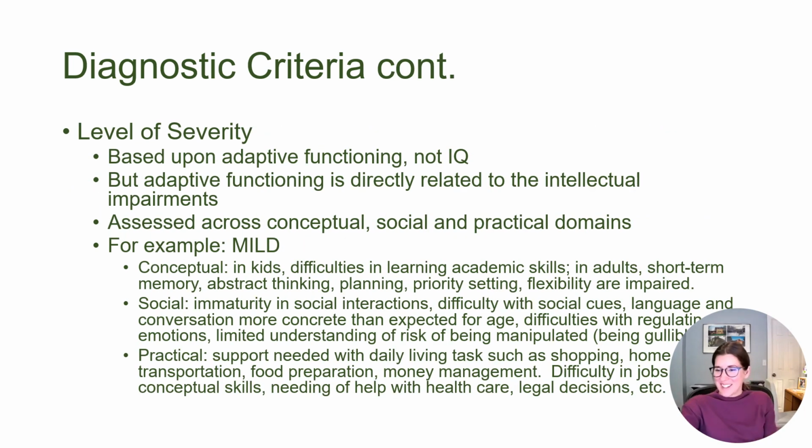So I kind of started talking ahead of my slide, but as I mentioned, the level of severity is based upon the level of adaptive functioning. No longer is it based upon IQ. So thinking of this a different way, in previous iterations of the DSM, the measure of intellectual functioning, the IQ score, was almost entirely what determined both if the criteria were met as well as the level of severity. Now there is more equal weight given to both adaptive functioning and intellectual capacity.